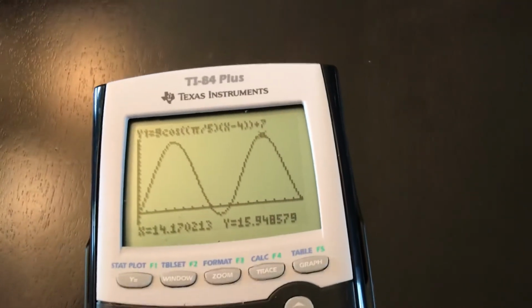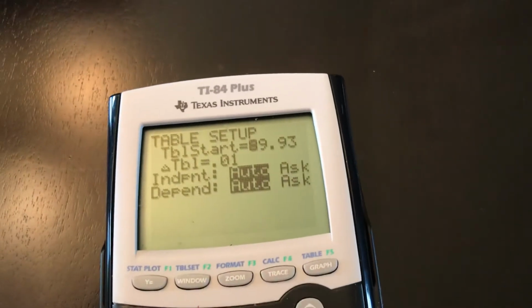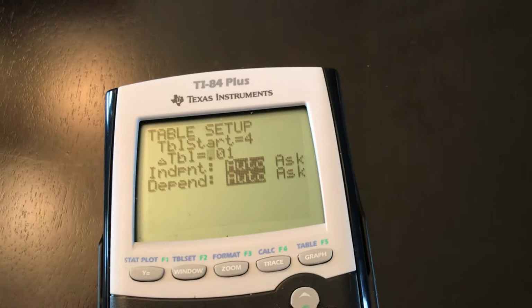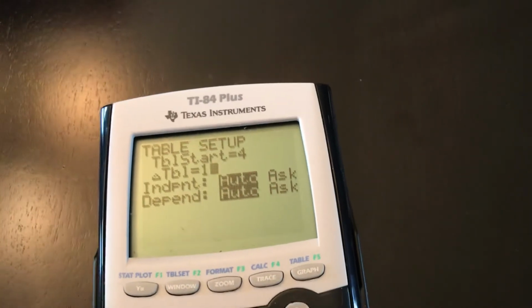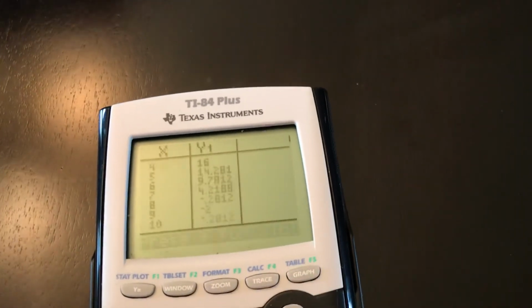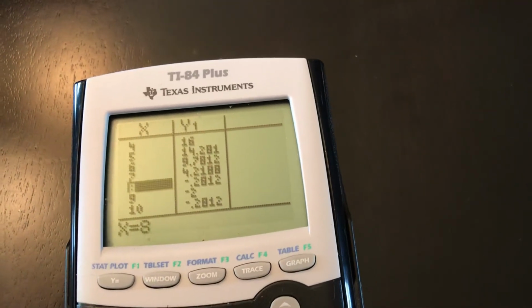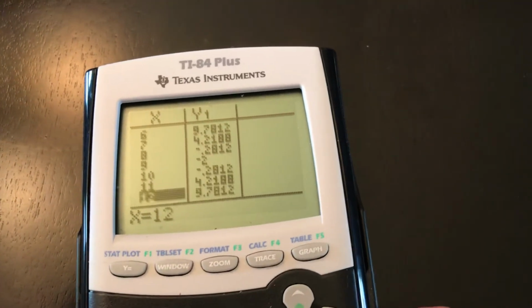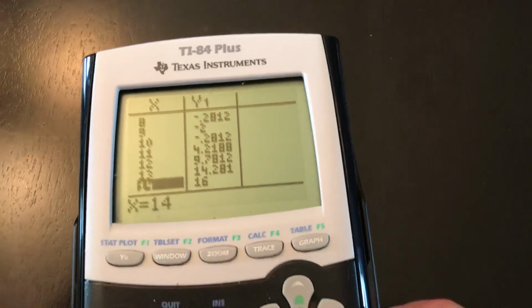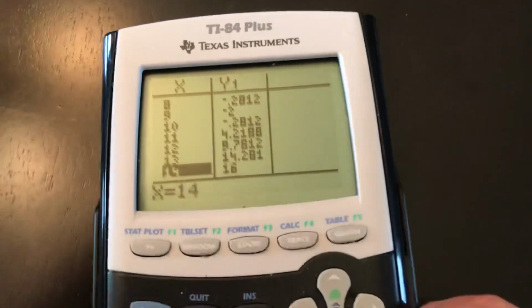You can also run a table. And so, for example, you could have it start off maybe at 4 and count by ones or something, and just look for key values. And so notice the point (4, 16) was on there, the point (9, -2) is on there, and then the point (14, 16) is on there. So it looks like the graph was supposed to look.